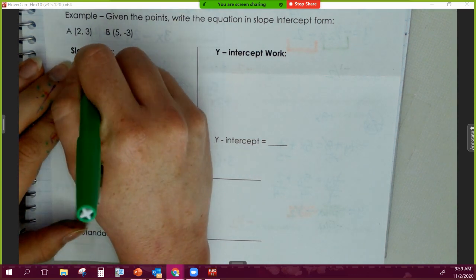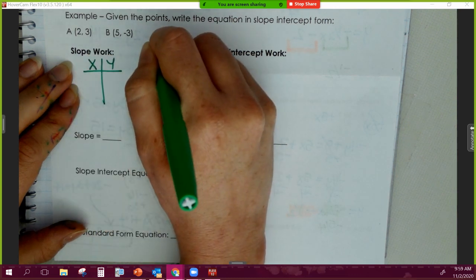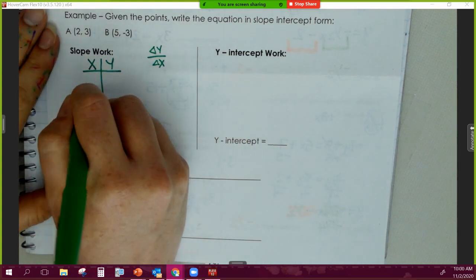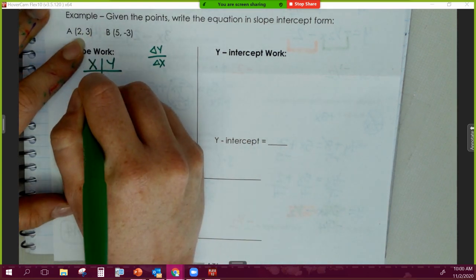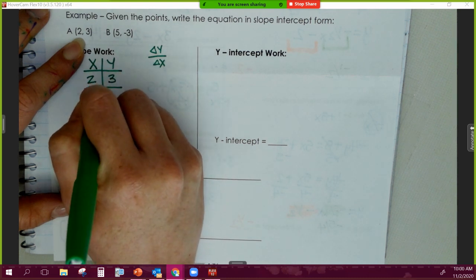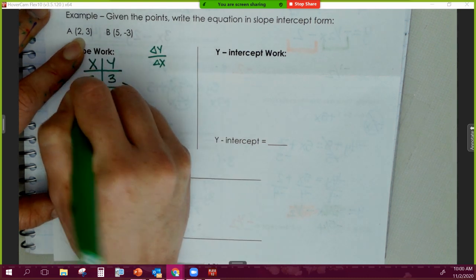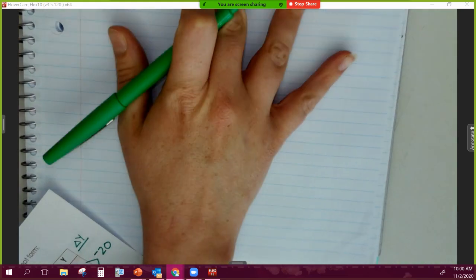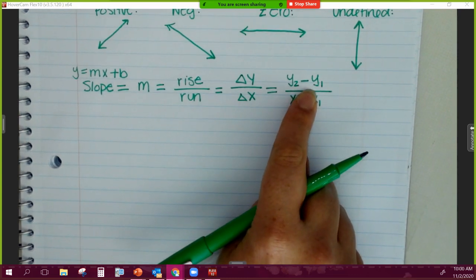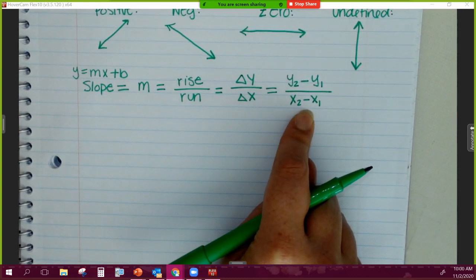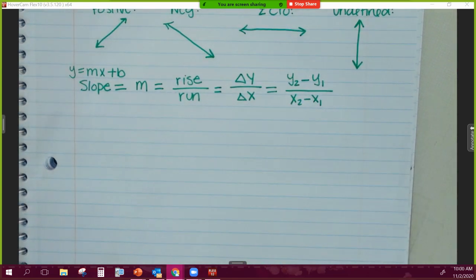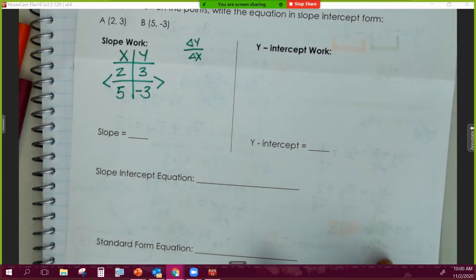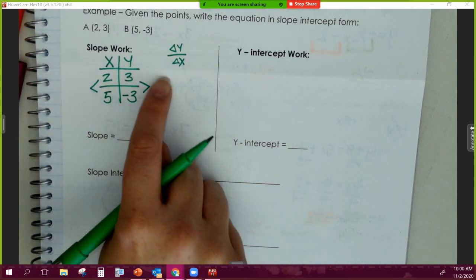So the slope is your change in y over your change in x. And you can use whatever method works for you. I like to do a table and put my coordinates into the table. So I have 2, 3, and I have 5, negative 3. And then I look at the change in y and change in x. If you would prefer this method, y2 minus y1 divided by x2 minus x1, you can use that too. It's literally the same thing. It's just a different way of viewing it. But you're still doing the same kind of math because you're subtracting here.